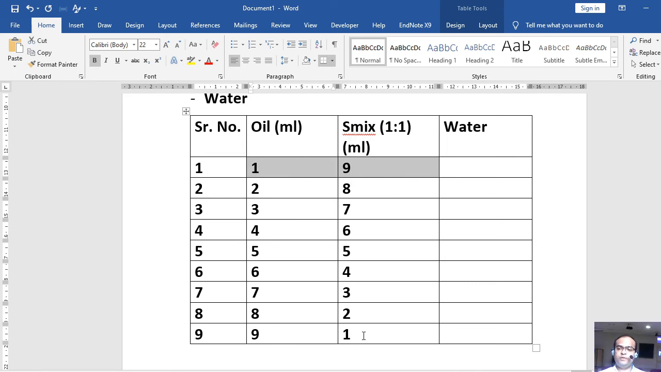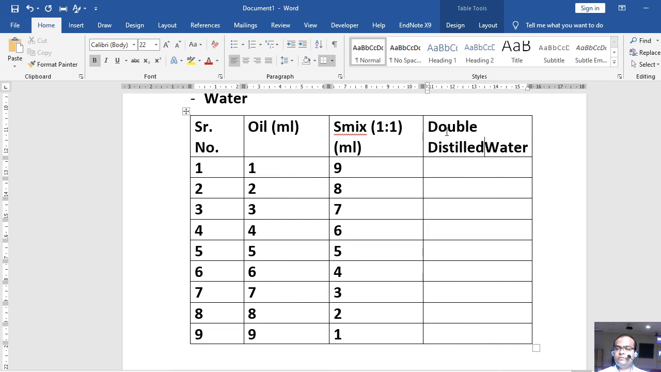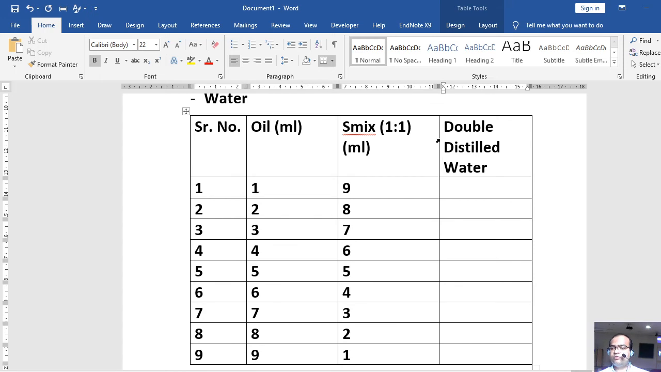So ultimately the total of the oil and S mix in each test tube will be 10 ml, right? Now I will start titrating each one of these samples with water, but preferably it should be double distilled water, because the presence of iron and soluble matters within the water may interfere with this delicate system. So we generally start with double distilled water.